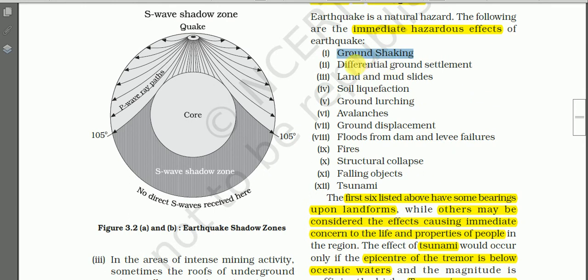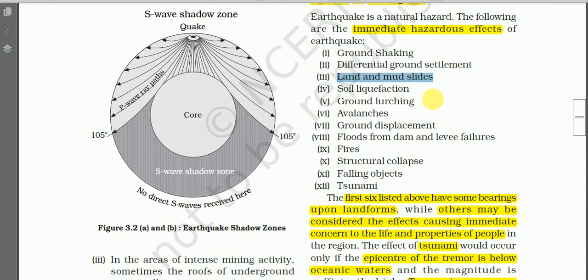Then differential ground settlements. Differential ground settlement means disposition of the ground. Ground settlement means disposition of matter, that is ground settlement. Then landslides and mudslides.